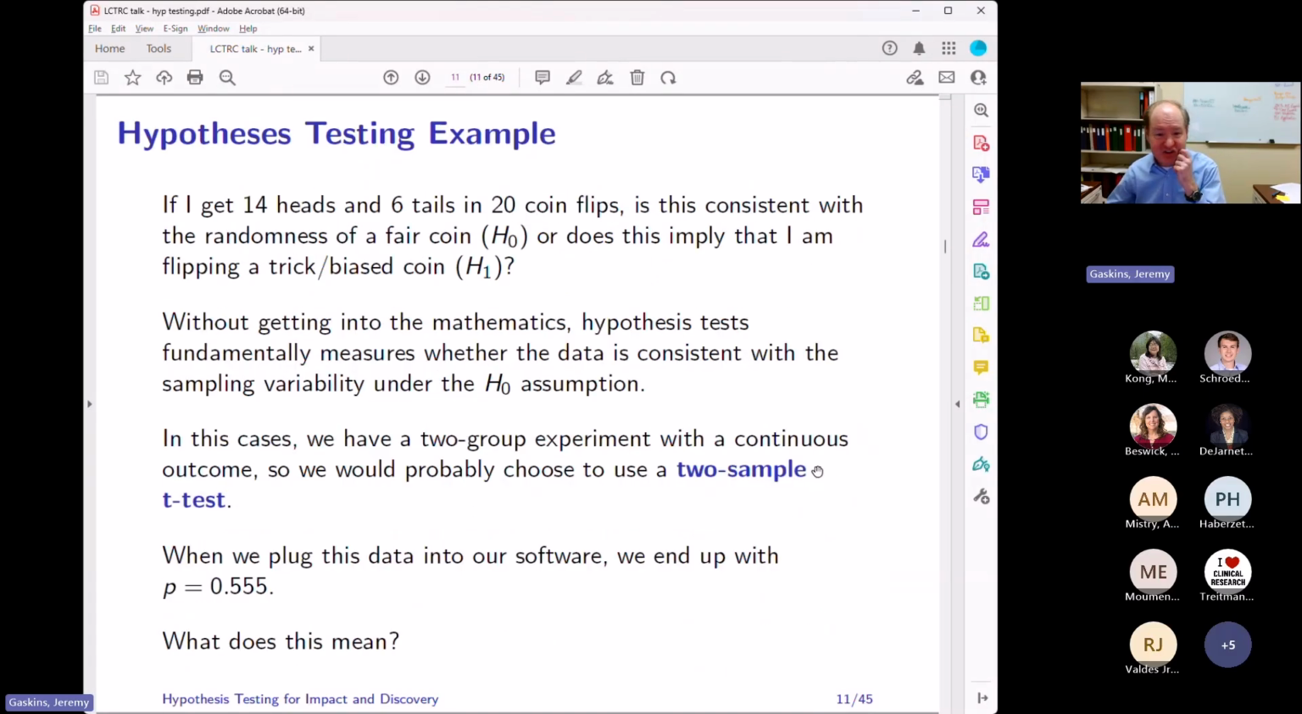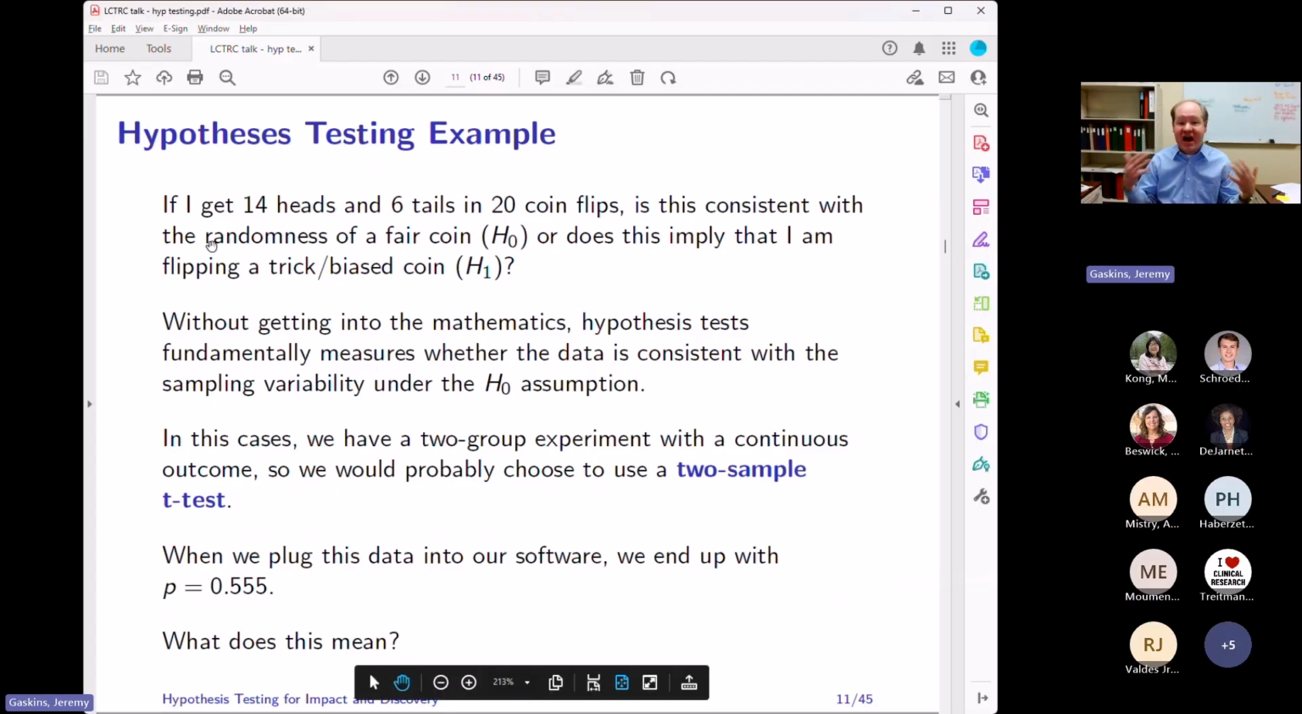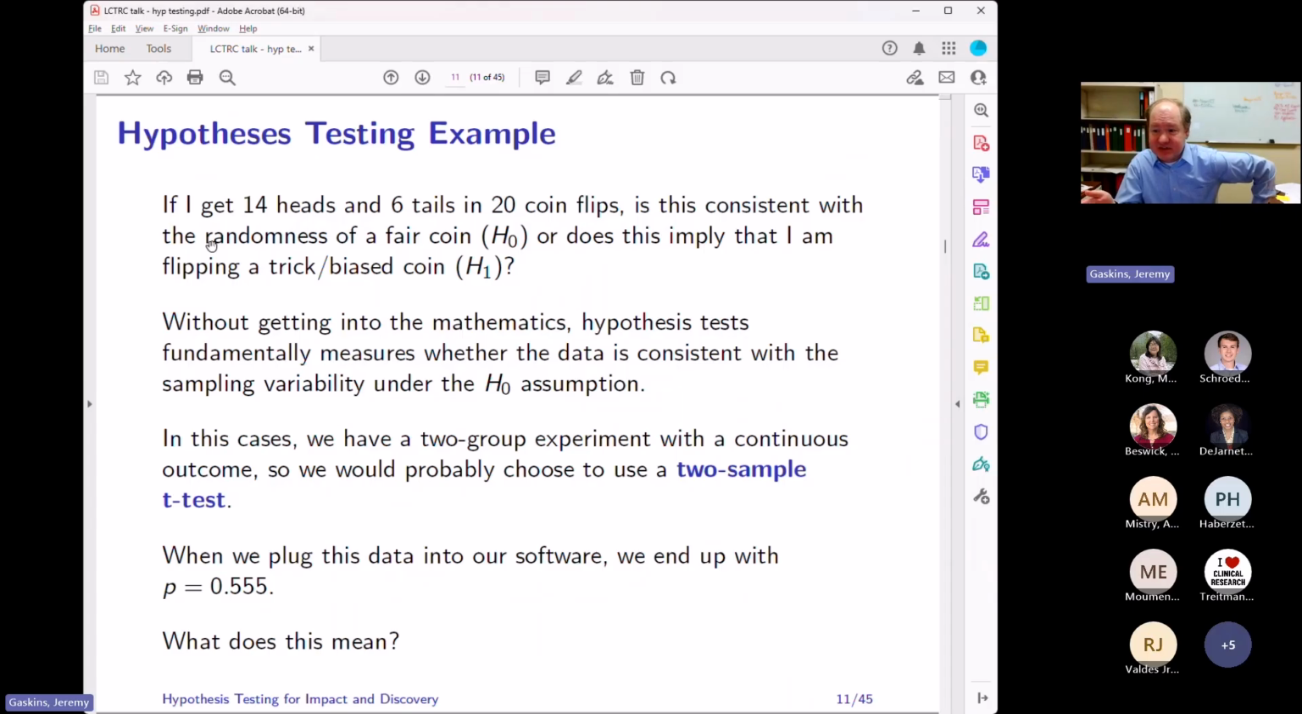And so again, to go back to here, right? If I flip my coin, I get 14 heads and 6 tails. This corresponds to a p-value of basically 0.1, right? And so this tells me I don't have enough evidence that my coin is not fair. Now, at the same time, I have flipped this coin and I've gotten a 70% success rate, right?